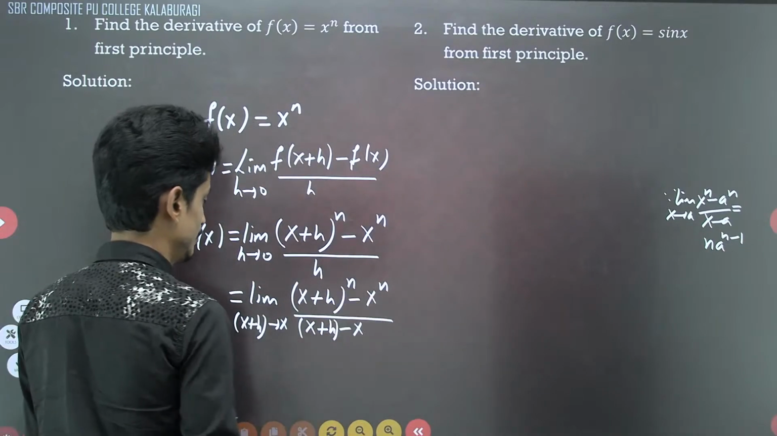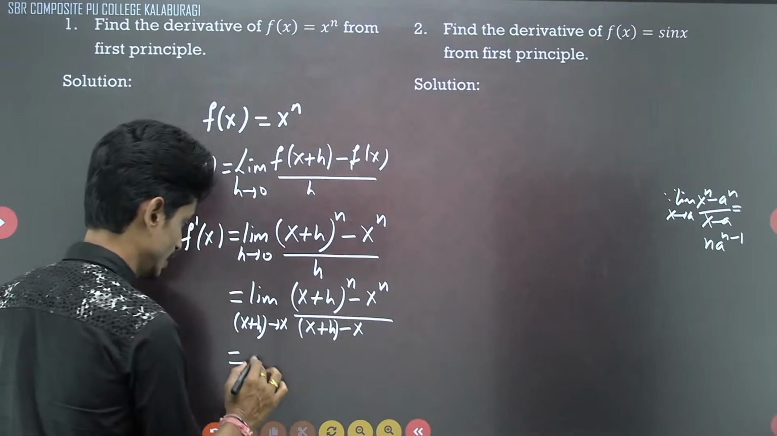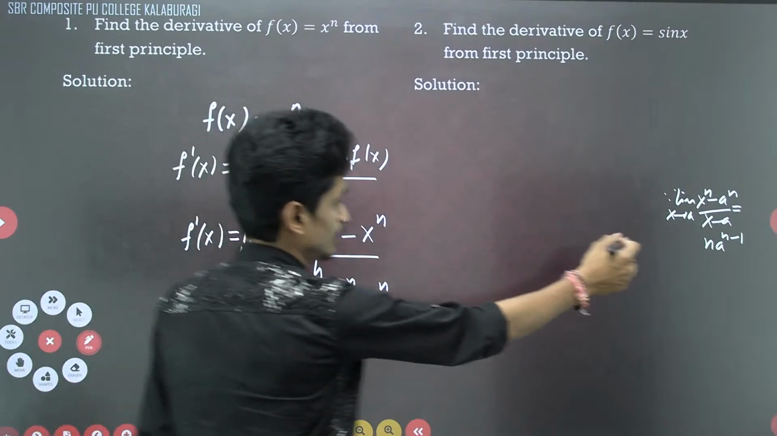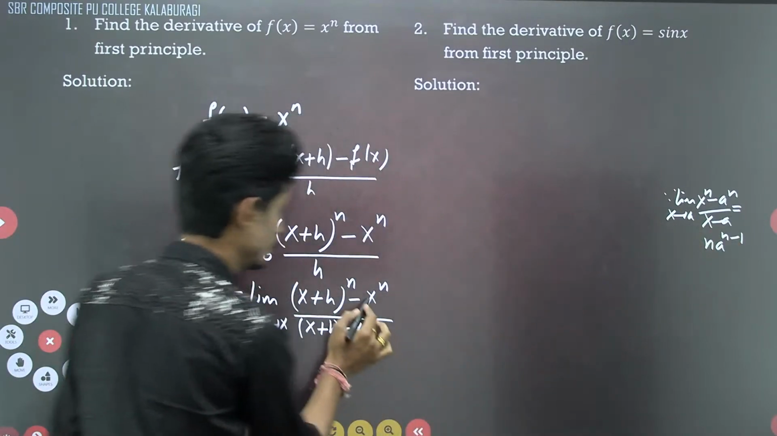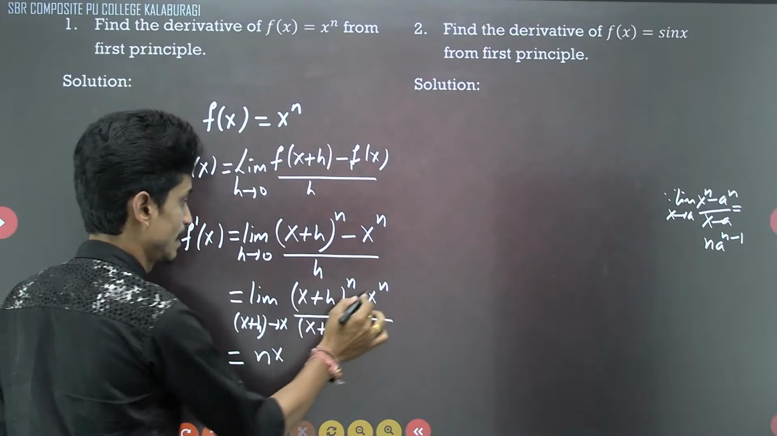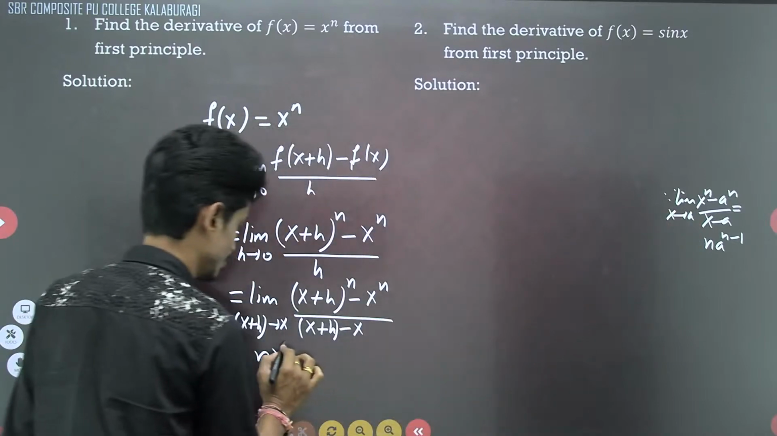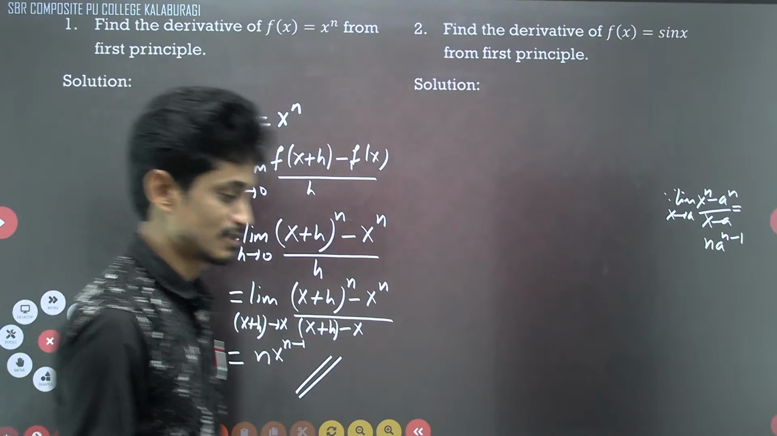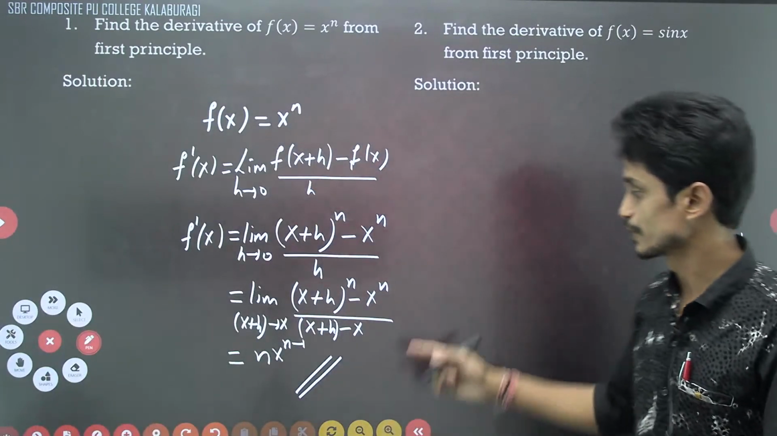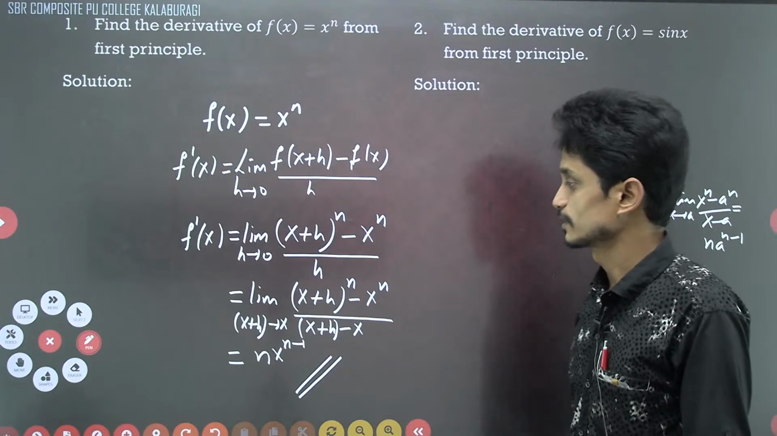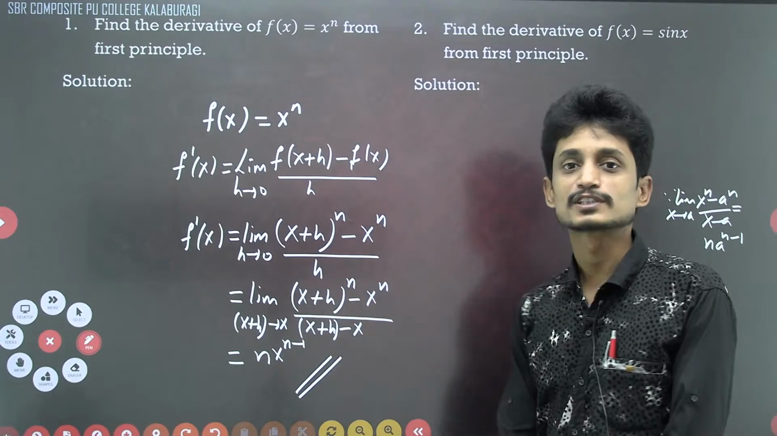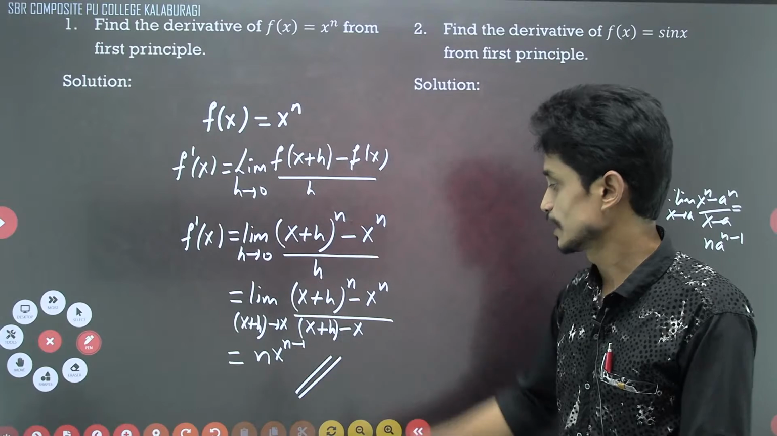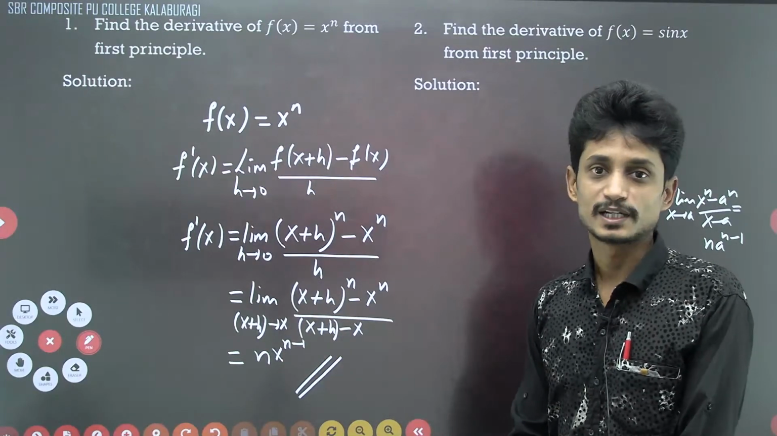What is our n value here? n only. And in the place of a, it should be x. So x power n minus 1, so we may write it like n minus 1. This is our first formula: the derivative, the rate of change of x power n with respect to x, will be n into x power n minus 1.